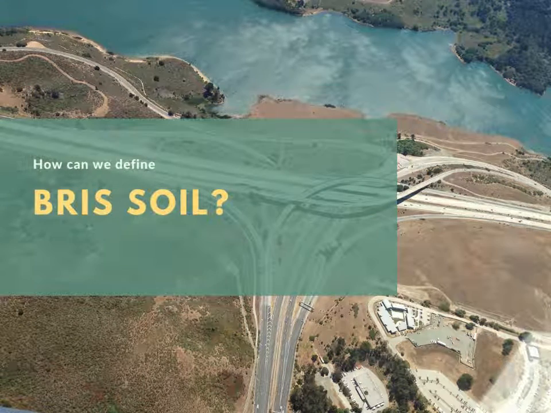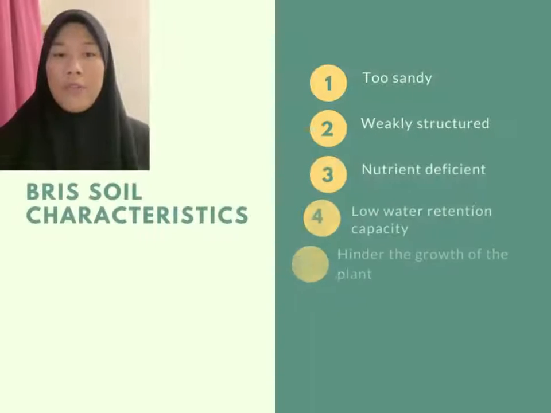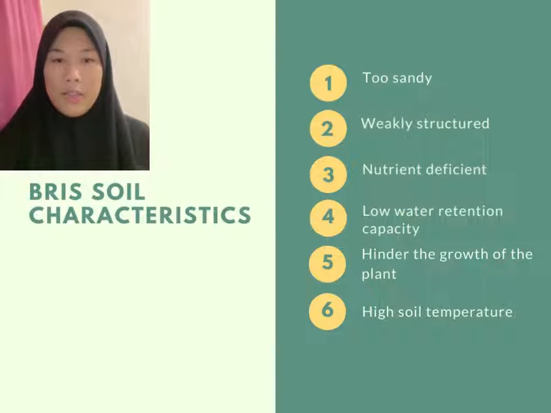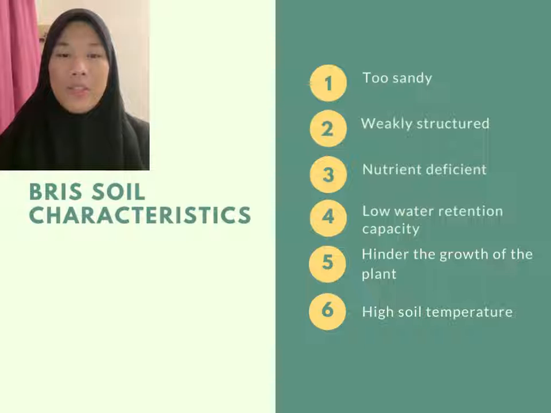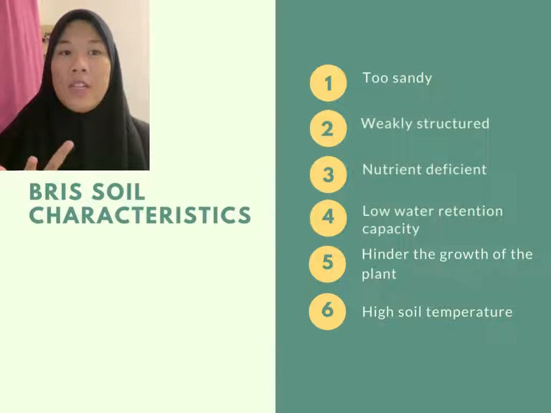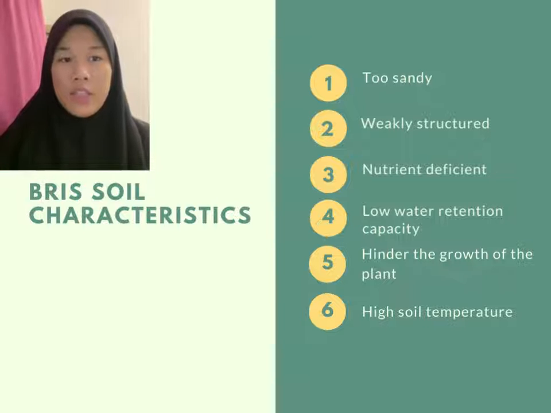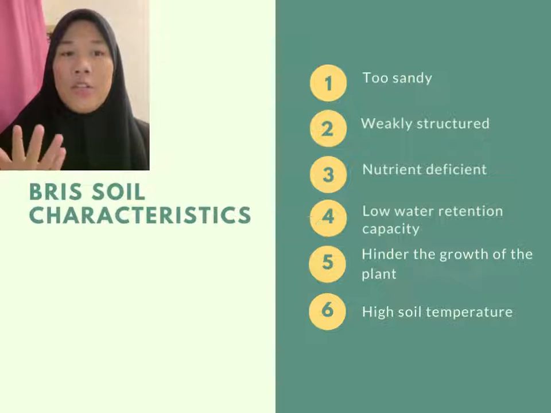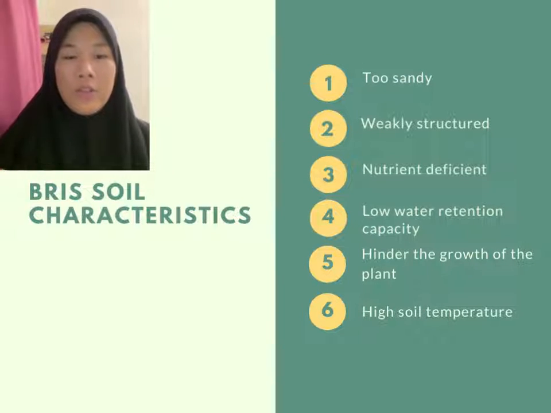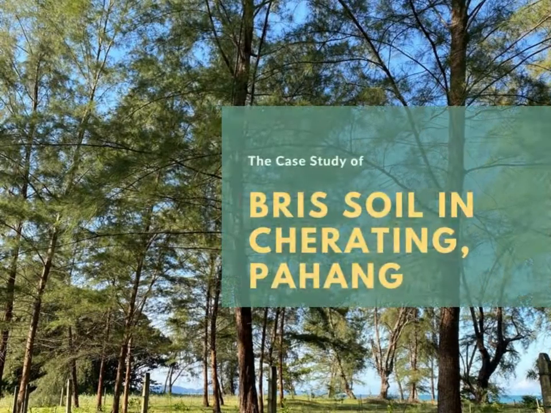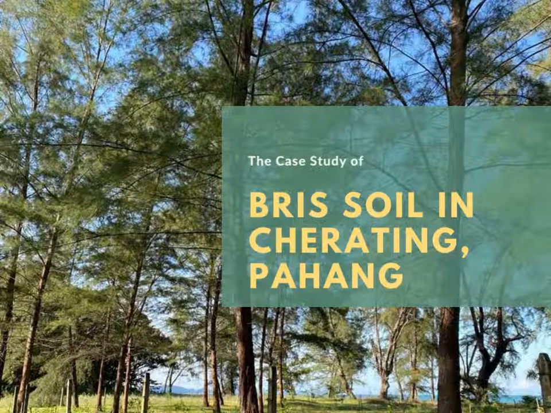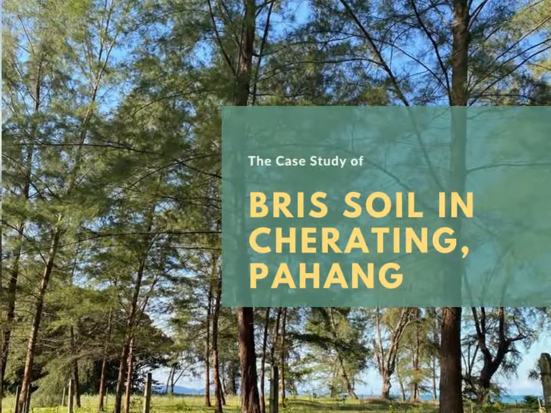How can we define bris soil? We can define it by its characteristics. The characteristics of bris soil are that it is too sandy, weakly structured, nutrient deficient, has low water retention capacity, hinders the growth of plants, and has high soil temperature. Next, the main point of this video, the case study of bris soil in Cherating, Pahang.